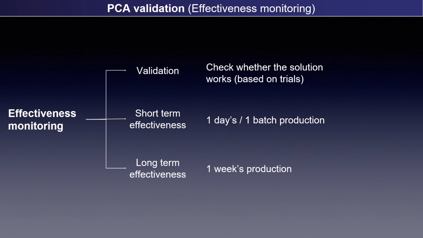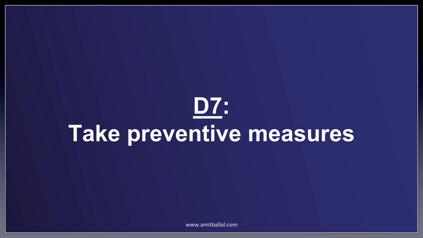If any defect still occurs due to the same cause, we can consider the solution, that is, PCA, ineffective. And we will need to review the PCA and choose a better solution. Once the solution, that is PCA, is found effective, we can move to the next step, that is D7, take preventive measures.